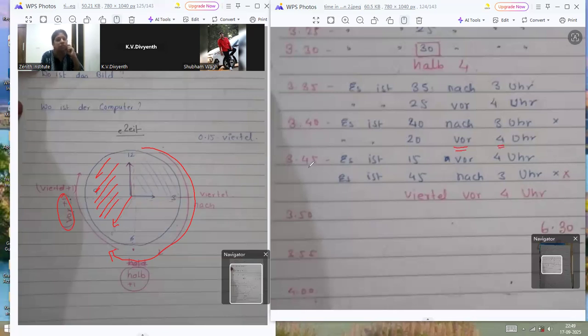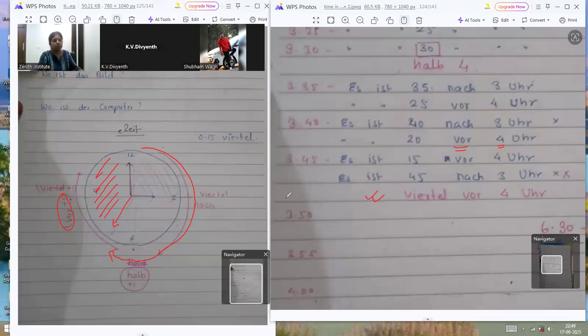If you are taking 4, you have to add 1 hour and take the minute difference. Similarly, for 3:45 there are three ways to say it. One is "Es ist fünfundvierzig nach drei", or "Es ist fünfzehn vor vier", a quarter to 4. The most popular one is "Viertel vor vier", exactly like English, quarter to 4.